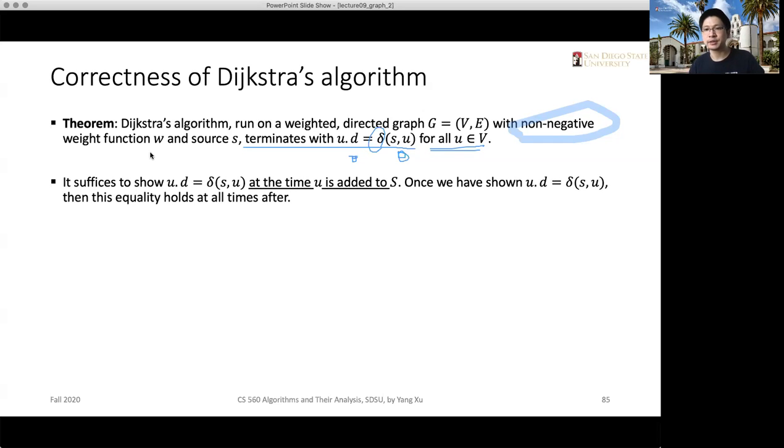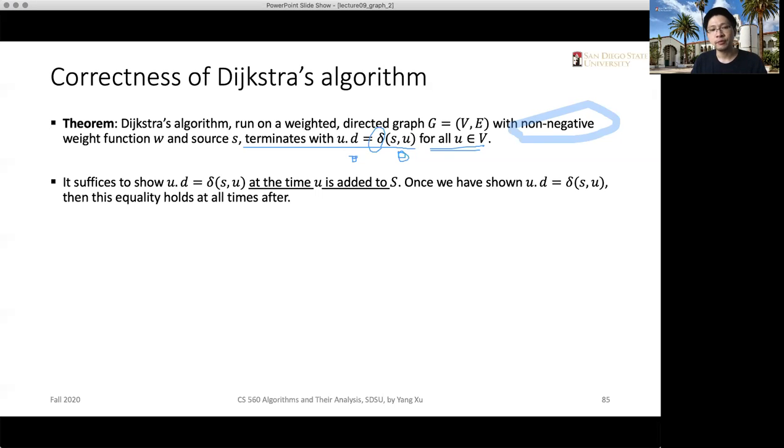So how do we prove this theorem, right? We want to show that Dijkstra's algorithm is actually correct. Then it is sufficient to show that if at the time that the vertex u is added to the set S, the d value of u is already the minimal theoretical value, then we can show that it will never change at the end, right? Because this equality holds at all times after, because we will not relax that edge at later points, right?